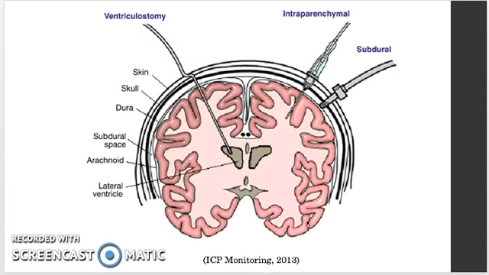I like this picture because it offers a couple different ways of monitoring ICP, but like I said, ventriculostomy is the only way that we can really monitor the ICP and simultaneously drain CSF. So we also have an intraparenchymal monitor as well as a subdural monitor.